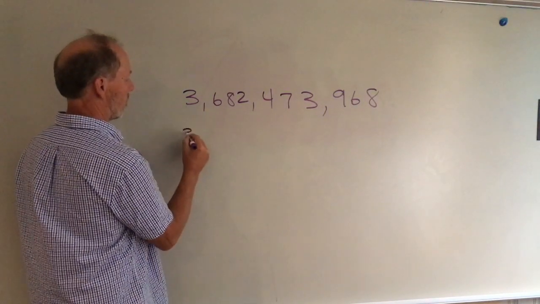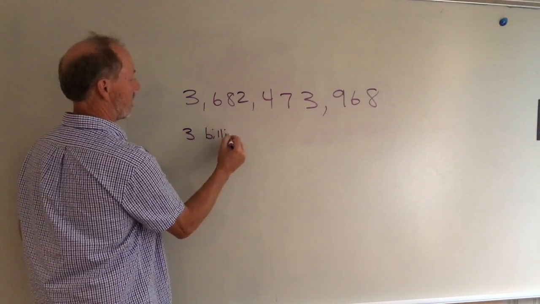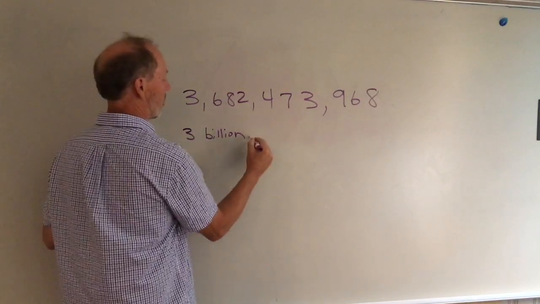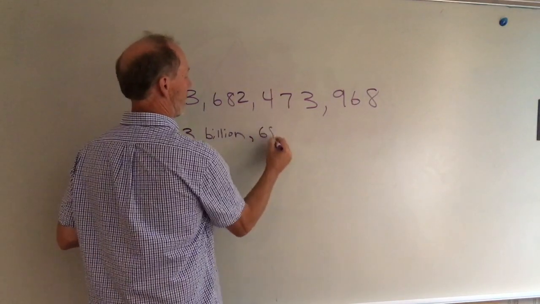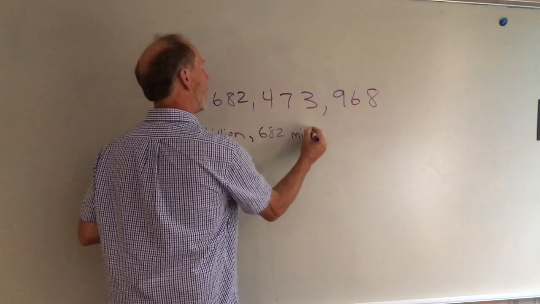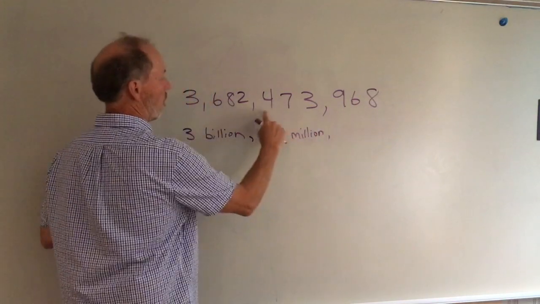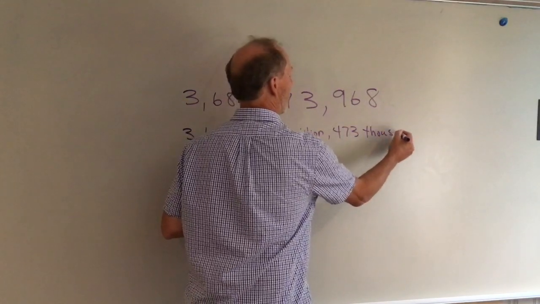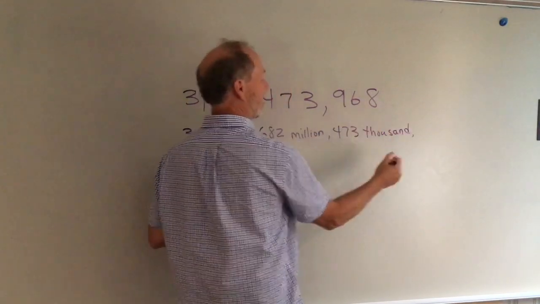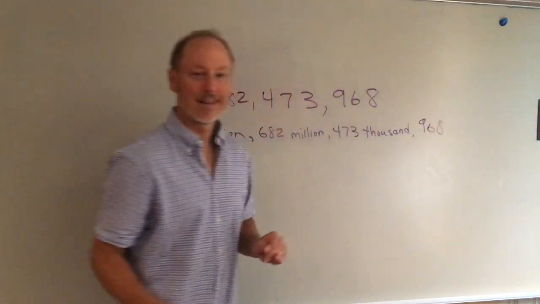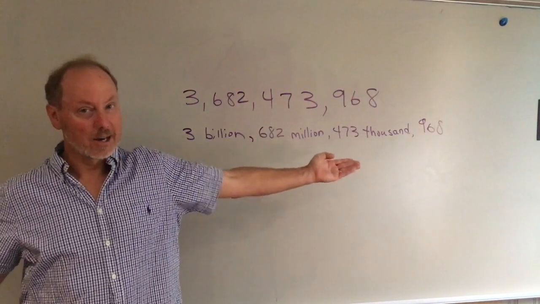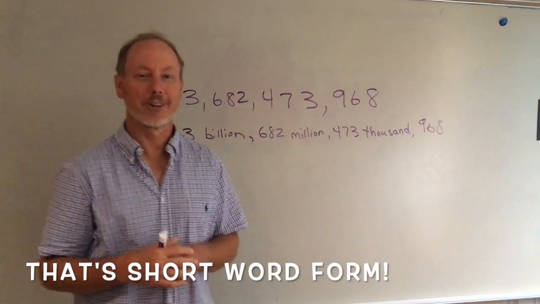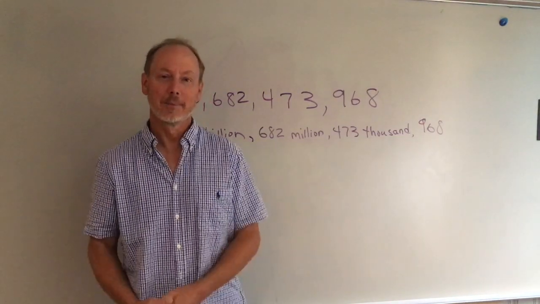Name this period 3 billion. See how it's a mix. Short word form is a mix of the number and the period name. So 3,682,473,000. And when we get to the end, we just write it. 968. Done. This, amigos, is short word form. So when you encounter that in your practice work, you'll be like, I know how to do that. Mr. Bennett told me.